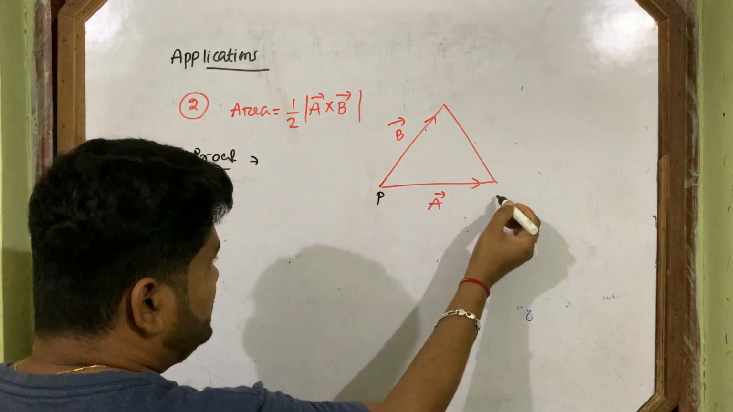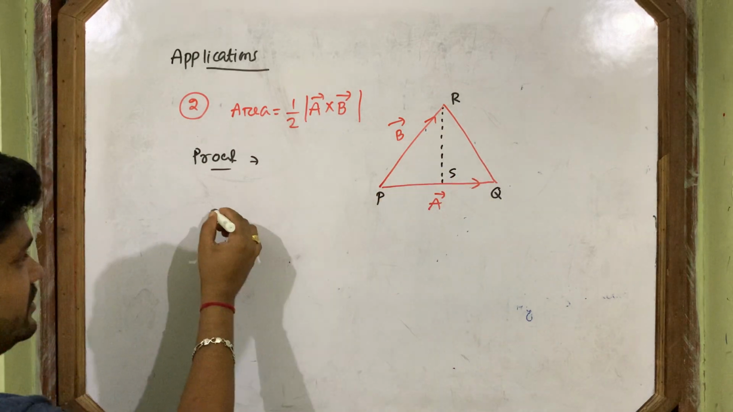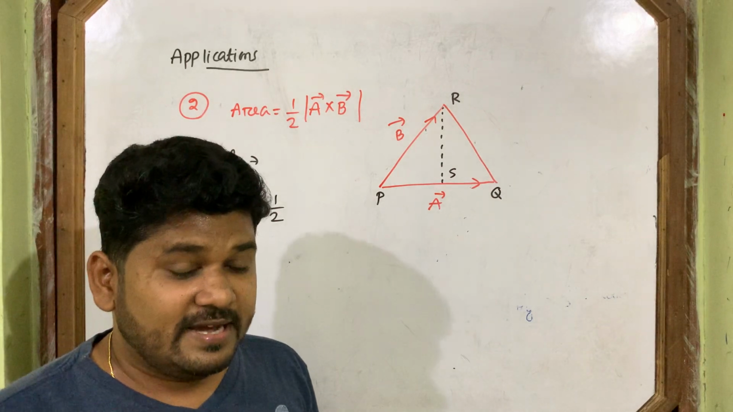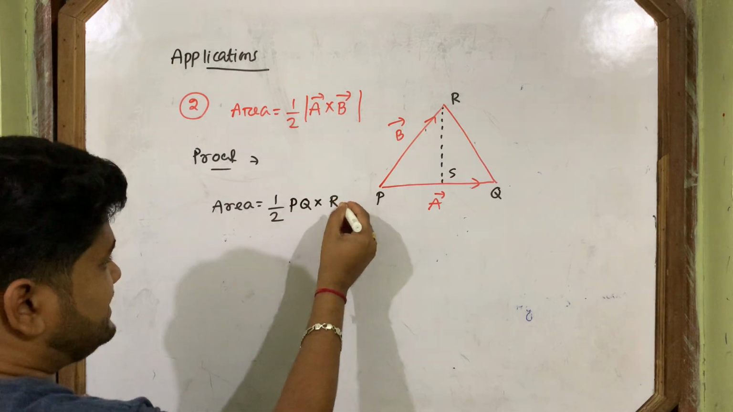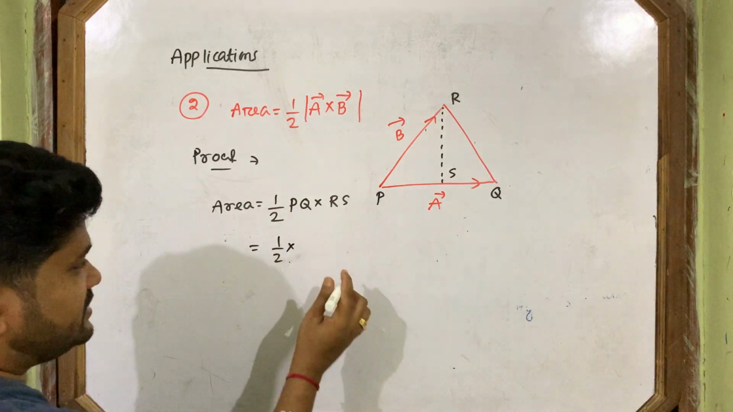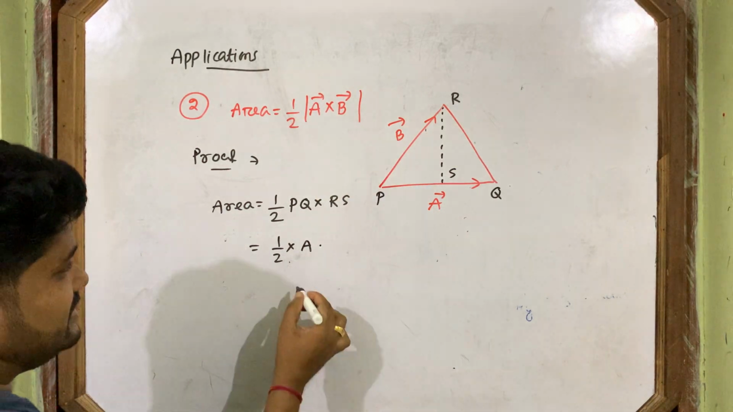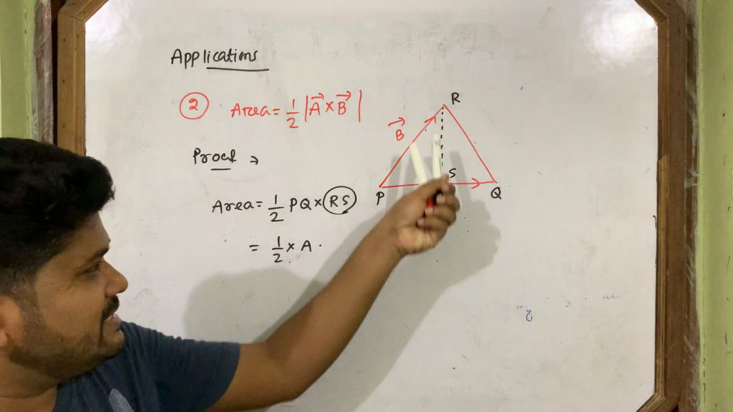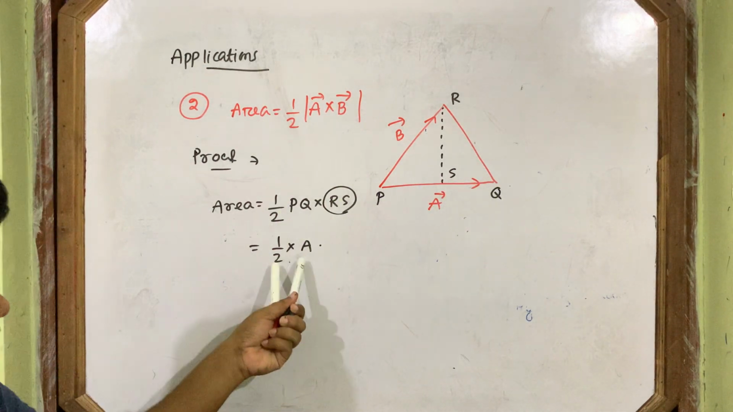What did you do in the lower classes? The triangle is PQR. Let's draw a perpendicular, because you know the area formula is half base into height. Base is PQ and height is RS. So half, what is PQ? See here, PQ is A. The base PQ is equal to A, it's right.